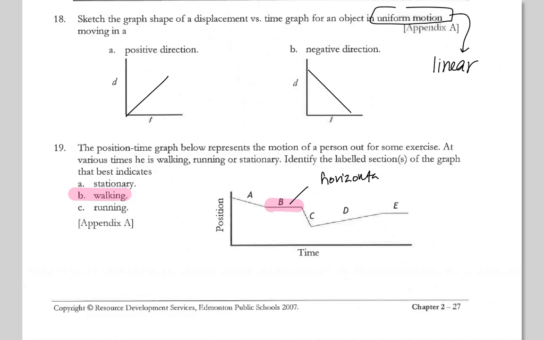Oops, what am I doing? Pardon me. I highlighted the wrong thing, didn't I? I don't want to confuse you guys. Stationary. Here. Because your position is not changing, you are not moving. Is E flat? If you look at this graph, your position is not changing as time moves on, so you can't be moving. Is E flat? Okay, highlight E as well.